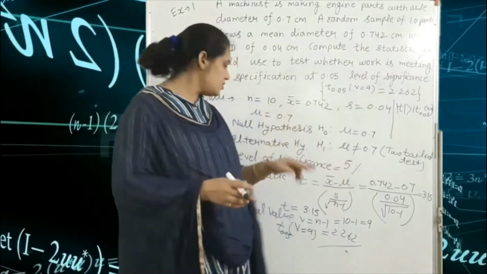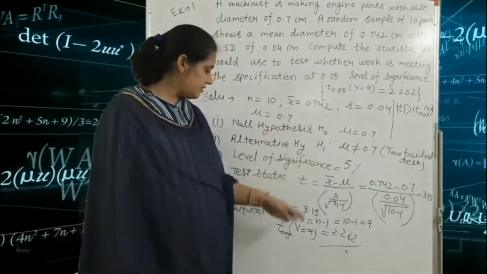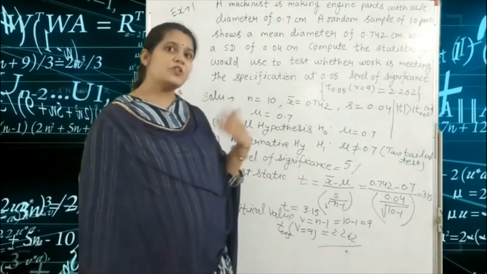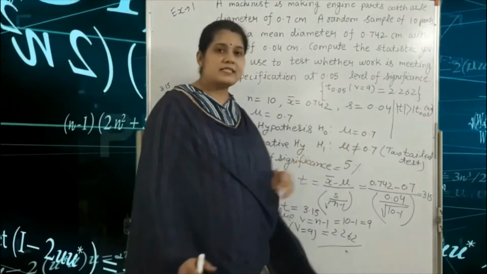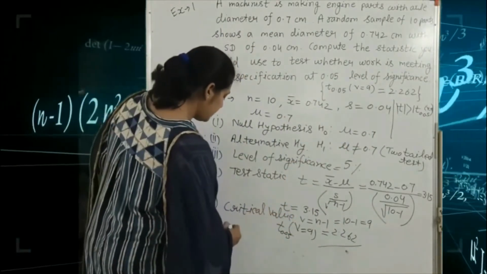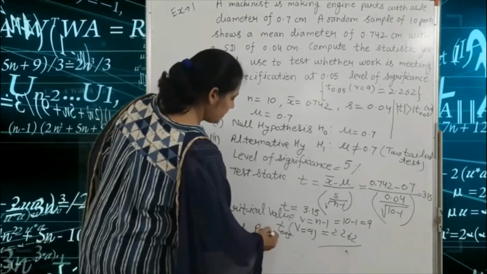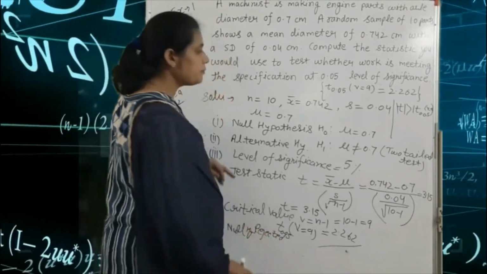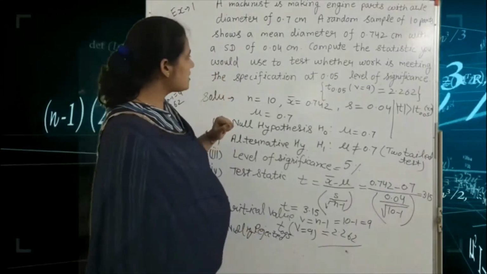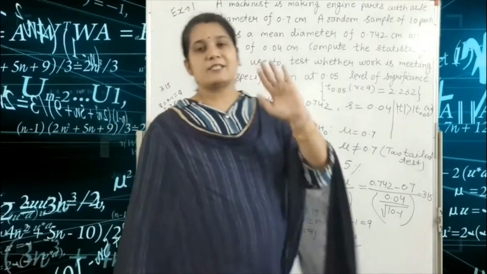If your test statistic value of T is less than the T 0.05, then your null hypothesis is accepted. In this question, your decision is that the null hypothesis is rejected. That means the work is not meeting the specification.